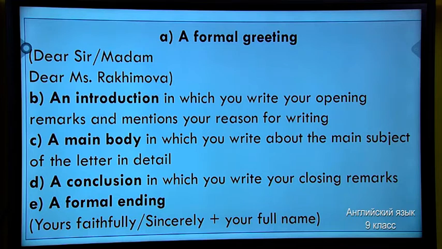So, the next step is C, a main body, in which you write about the main subject of the letter in detail. Next, D, a conclusion, in which you write your closing remarks. The last one is a formal ending. What should you do? Of course, you should write Yours faithfully, Yours sincerely, or your full name. So, I think you understood how to write formal letters.